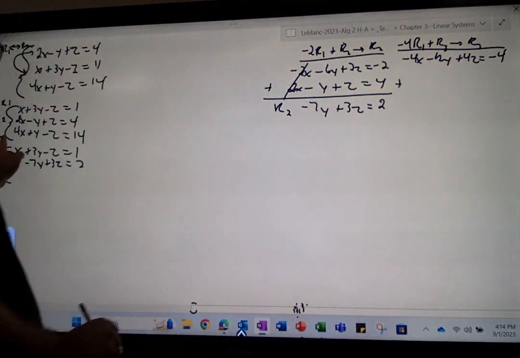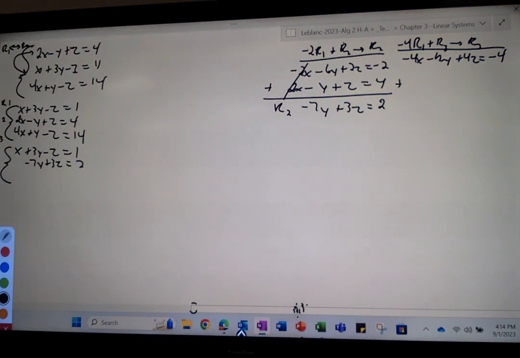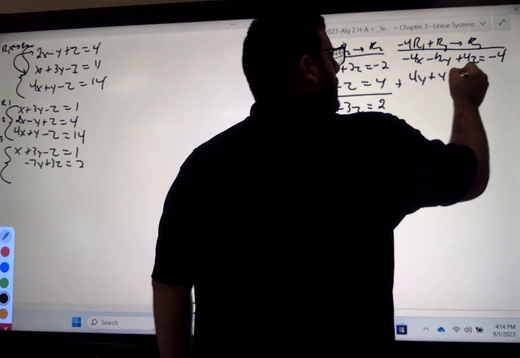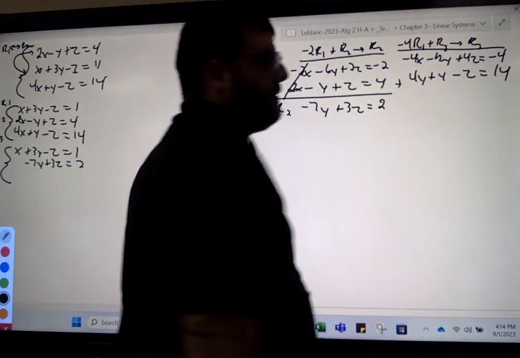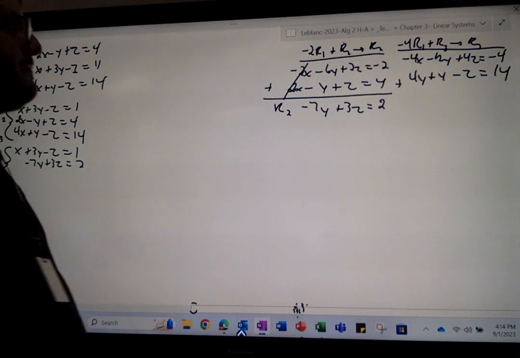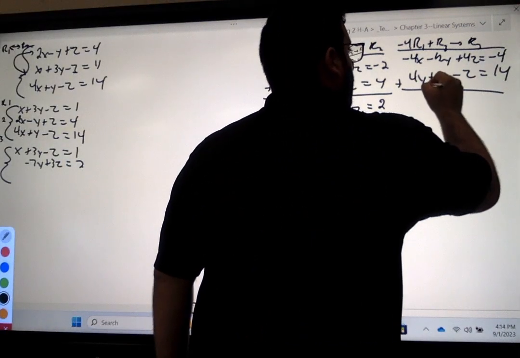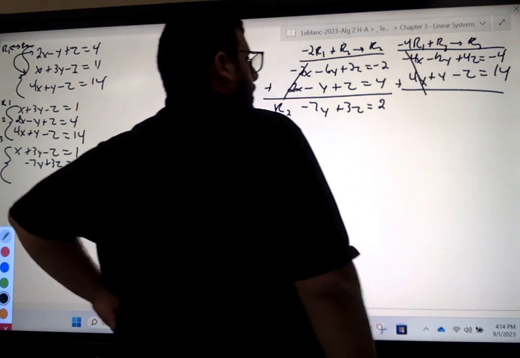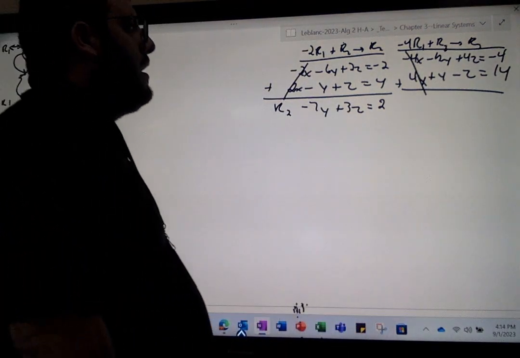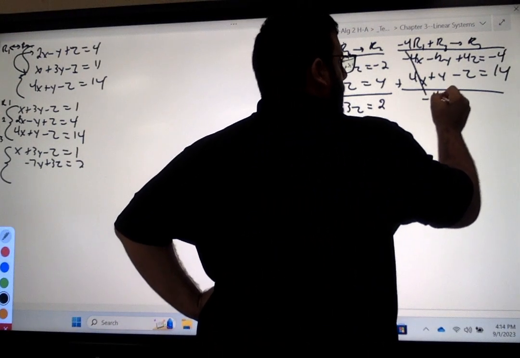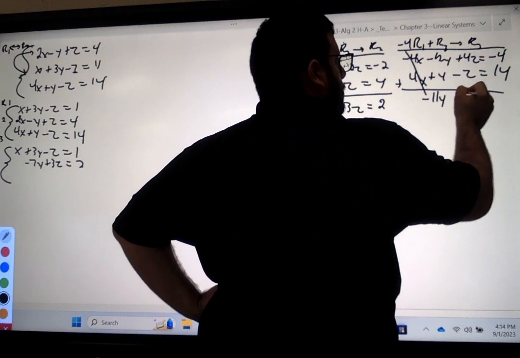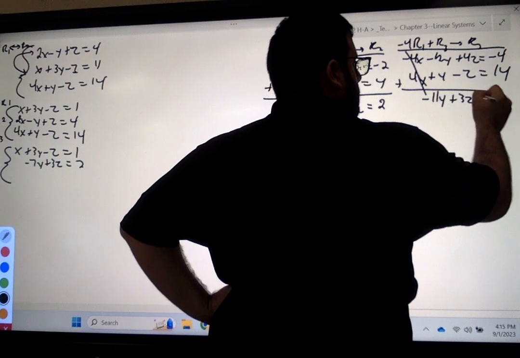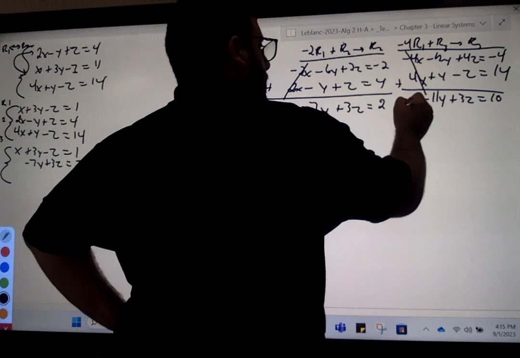And then I'm going to add this third row here: 4x plus y minus z equals 14. So now the x's will cancel. Negative 12, let's see, negative 12 plus 1, that's negative 11y. 4 minus 1, that's plus 3z. Negative 4 plus 14 is 10. So there's my new third row.